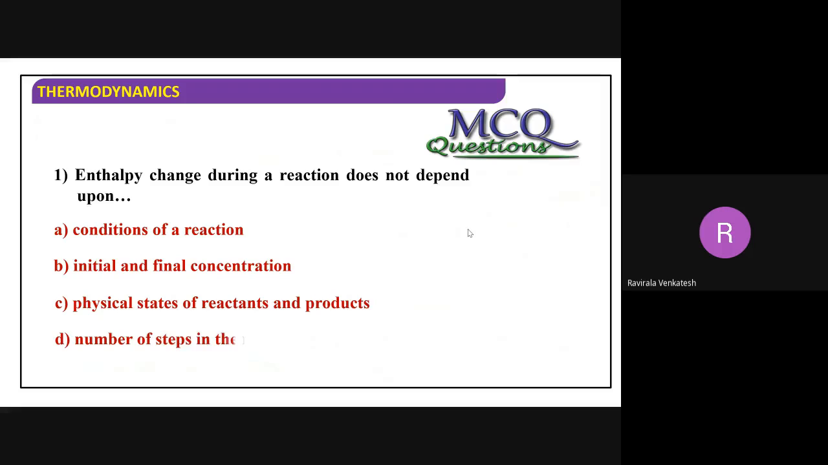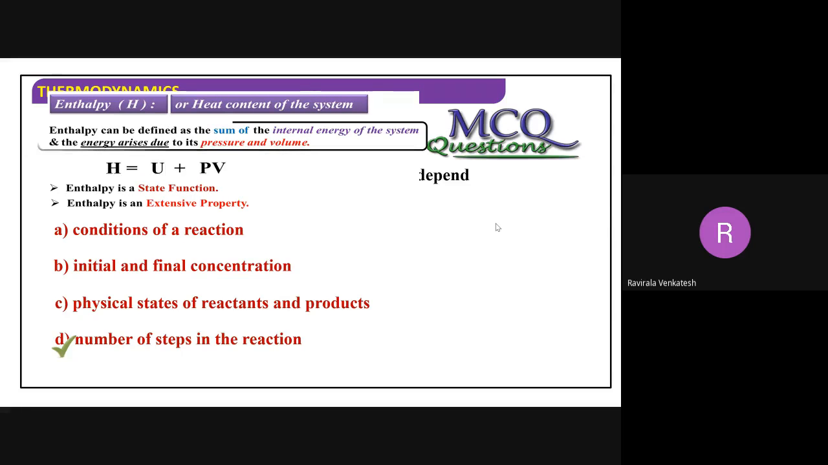Can you give the answer for this one? Enthalpy change during a reaction does not depend upon... Option D. It does not depend upon the number of steps in the reaction. It depends upon the initial and the final state. What is initial, what is final? How many steps, we don't consider, because it is a state function, right?